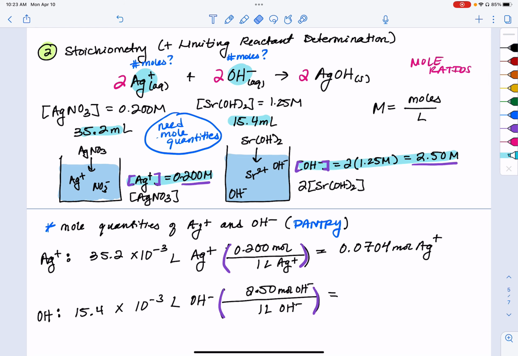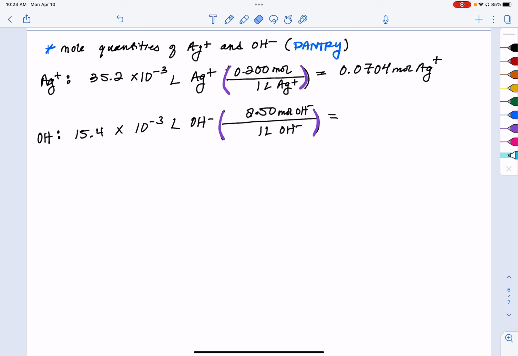I'll rewrite this. And now let's do our hydroxide solution. Wait a minute, am I off by a factor of 100 or 10? I think I am. So 0.0352 times 0.2. Yeah, okay, so this is 7.04 times 10 to the negative 3 moles of silver. Okay, now I've also got here for my hydroxide, that's 0.0154 liters of hydroxide solution times my 2.5 molarity gives me 0.0385 moles of hydroxide ion.